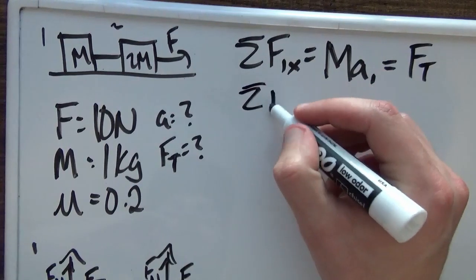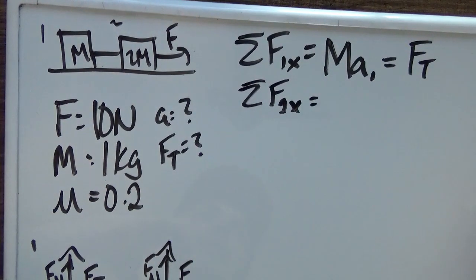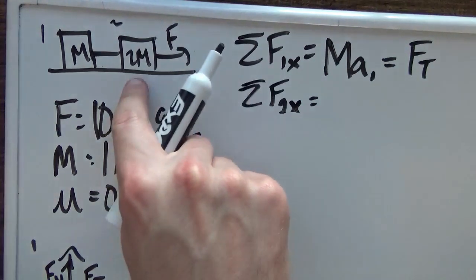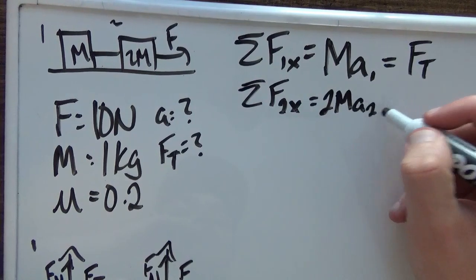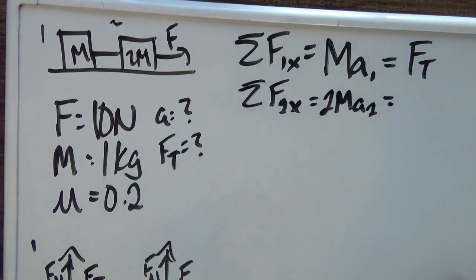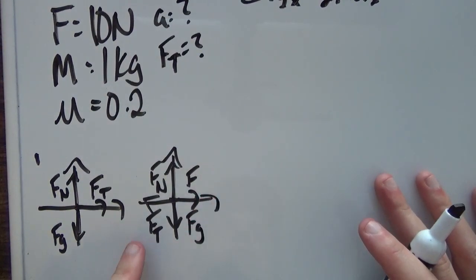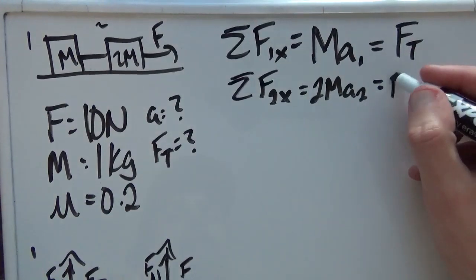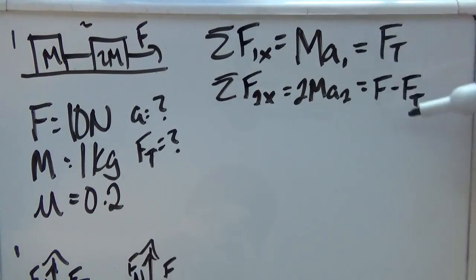Then we have sum of forces for block 2 in the x direction. This one's also accelerating, so it's equal to ma. But in this case, our mass of block 2 is 2m times some acceleration a2, right? And for this one, we have force F in the positive direction and Ft in the negative. F minus Ft. Great. We obviously can't solve these independently. We need to work with them together because we don't know two variables in each of these.